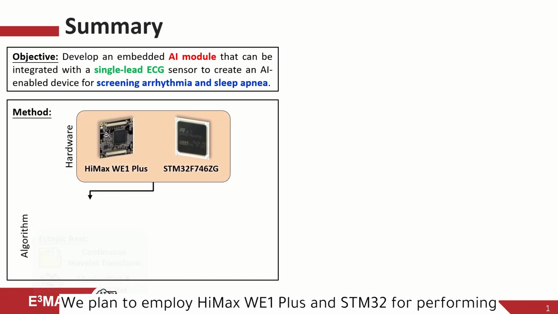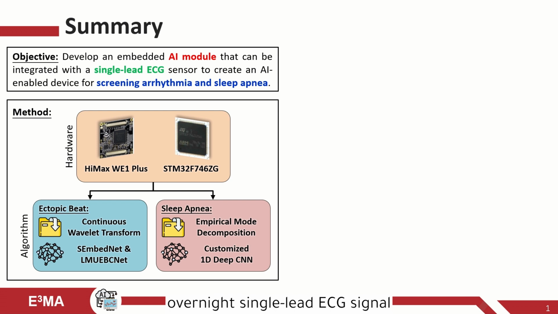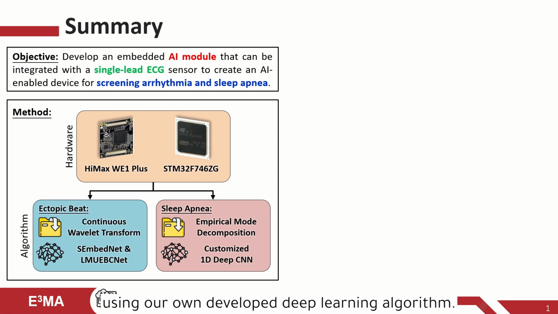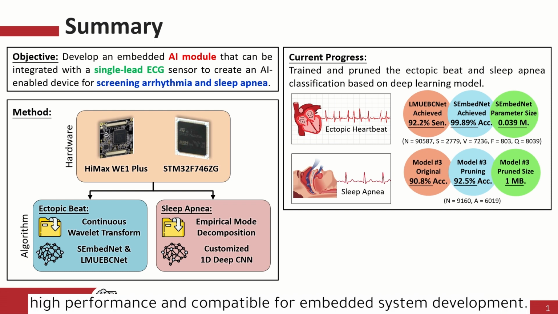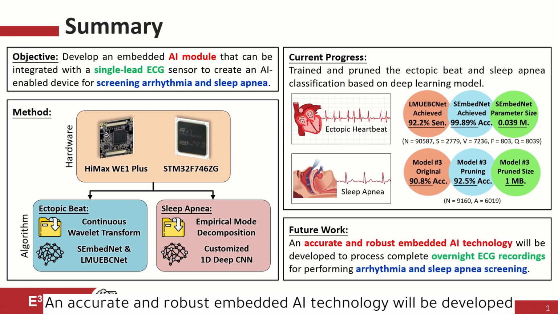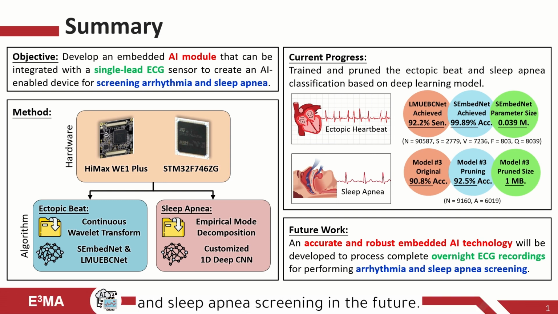We plan to employ HiMax WE1 Plus and STM32 for performing ectopic beat and sleep apnea classification based on overnight single-lead ECG signal using our own developed deep learning algorithm. We have trained and pruned the ectopic beat and sleep apnea deep learning classification model with high performance and compatibility for embedded system development. An accurate and robust embedded AI technology will be developed to process complete overnight ECG recordings for performing arrhythmia and sleep apnea screening in the future.